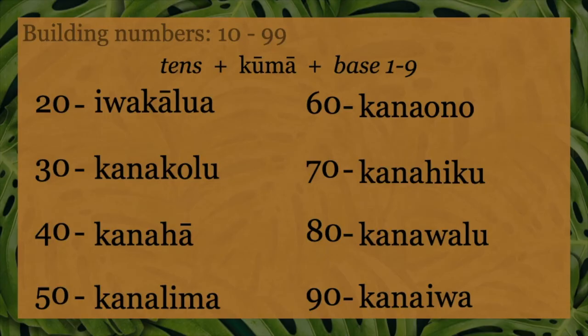And to create any numbers between 10 and 99, again, use the tens place plus your connecting phrase kuma plus your base form of the numbers 1 through 9.